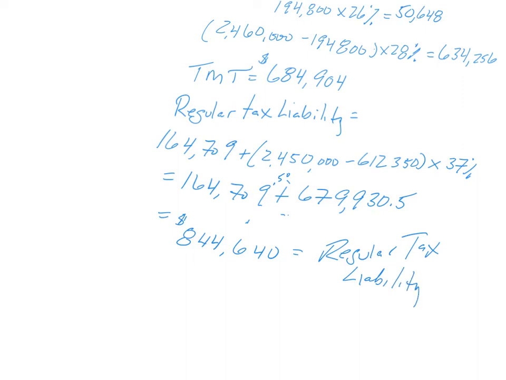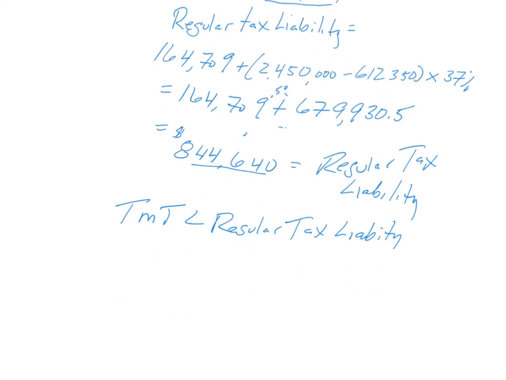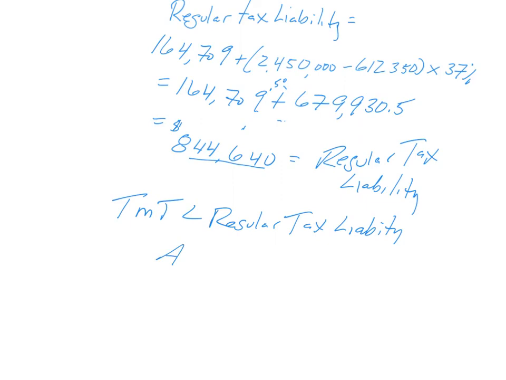liability, okay? So we see their regular tax liability and we see their tentative minimum tax. So in this situation, tentative minimum tax is less than regular tax liability. So what does that mean? It means their AMT is 0. All right, I hope that helps. That was Chapter 8, homework problem number 7.